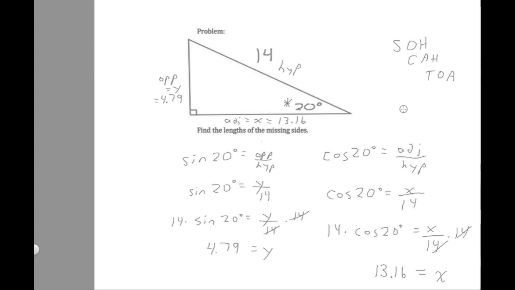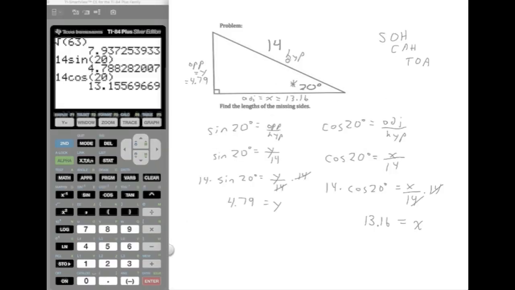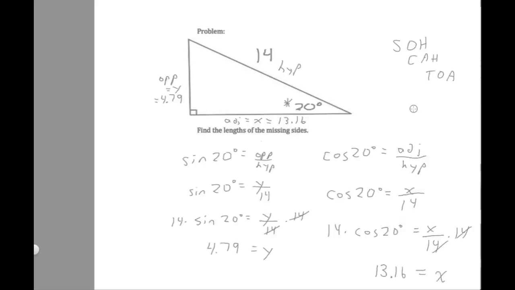Finally, there's one more way that you could have checked these answers that's more time-consuming. If you really want to check that these are correct, you could plug them into the Pythagorean theorem and make sure they satisfy the Pythagorean theorem. Does 4.79 squared plus 13.16 squared really equal 14 squared? If they do, that's a strong indication that you did the problem correctly. And if they don't, that's an indication that you made a mistake. It won't come out exact because of rounding error, but it should be pretty close. So that's something you can do if you really want to be sure that you got it right.